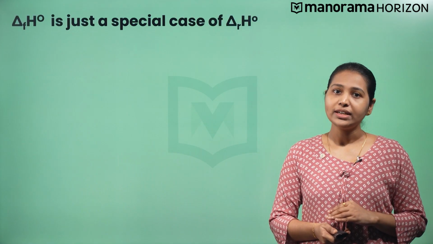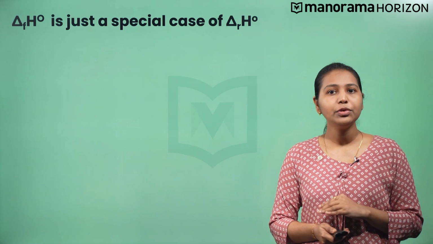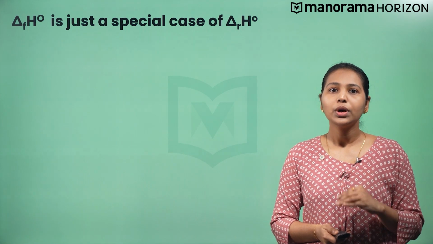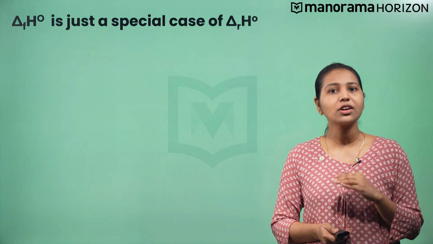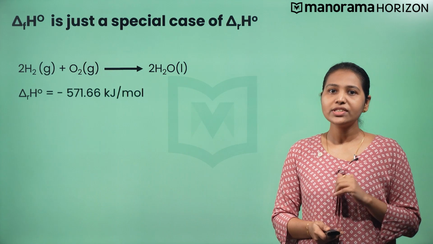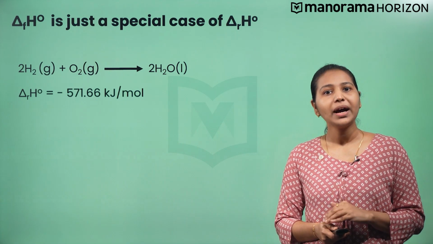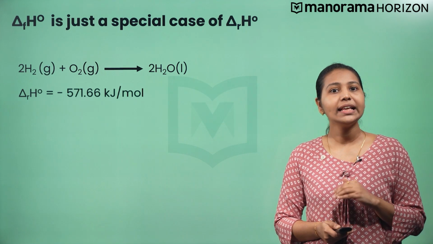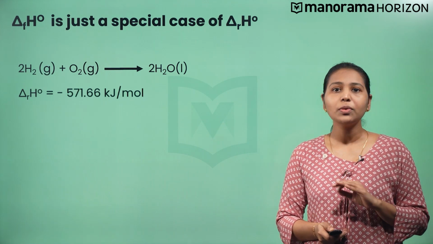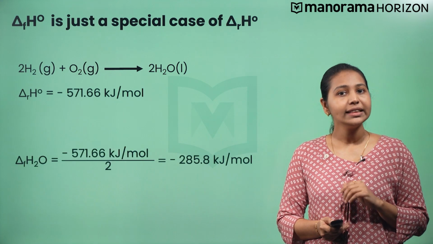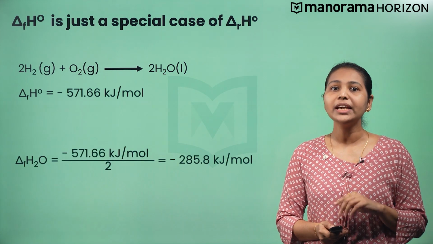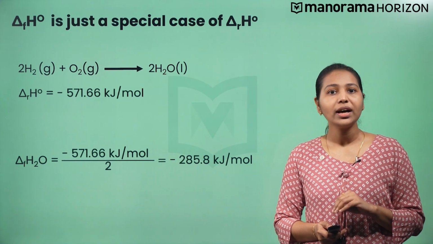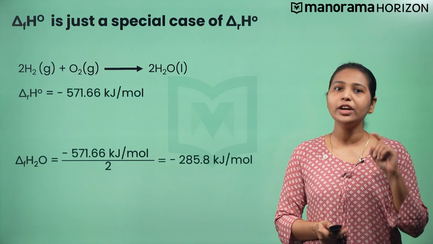It is important to understand that standard molar enthalpy of formation is a special case of standard enthalpy of reaction where 1 mole of compound is formed from its constituent elements. See here, for this reaction, the enthalpy change is minus 571.66 kilojoules per mole. It represents the enthalpy of reaction. Here, 2 moles of water are formed. The standard enthalpy of formation in this case would be minus 285.8 kilojoules per mole. That is molar standard enthalpy of formation of 1 mole of water.